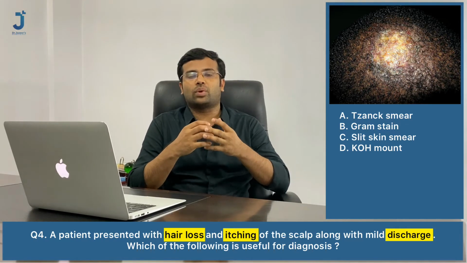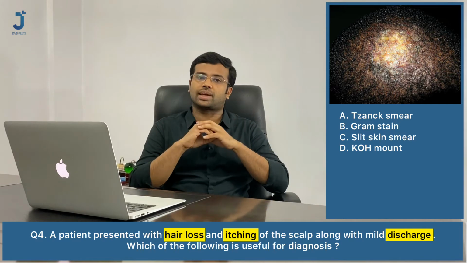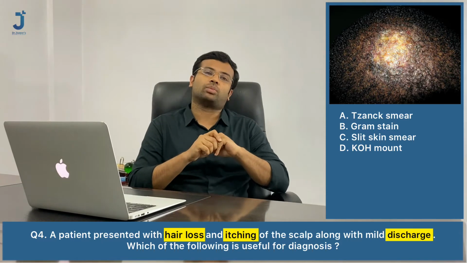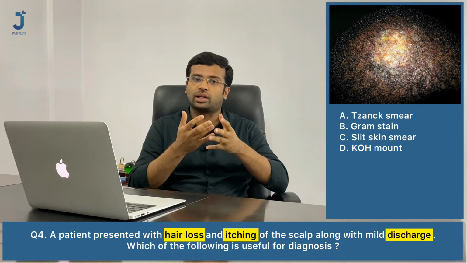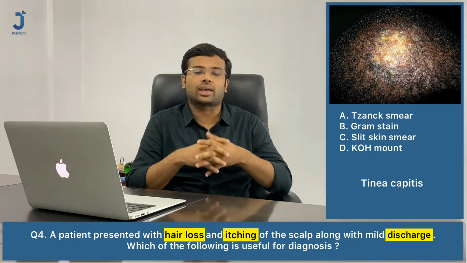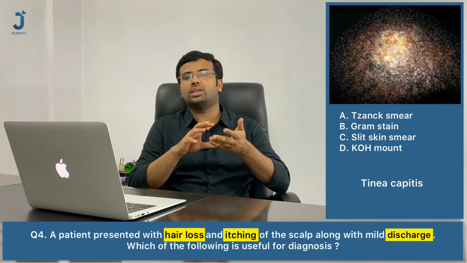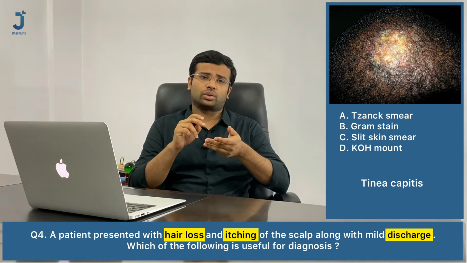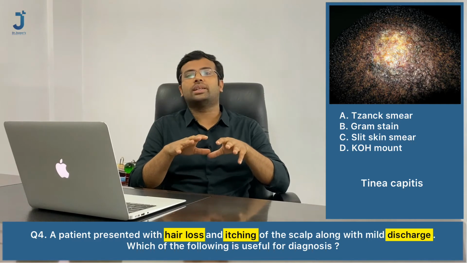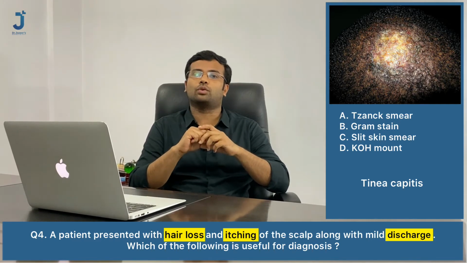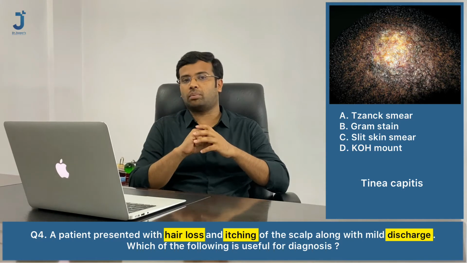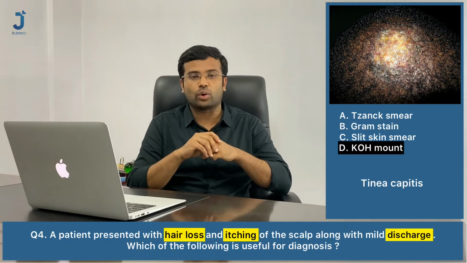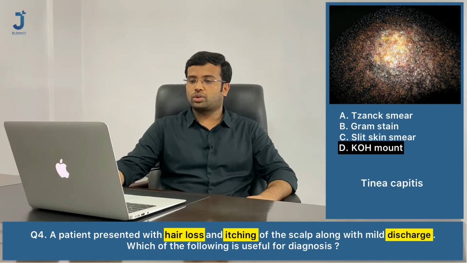So what do you expect when a patient complains to you about an itchy scalp along with some hair loss and with some mild discharge? The first thing that should come to your mind is some kind of a superficial fungal infection. Yes, it should be Tinea capitis. So in Tinea capitis, all these types, be it favus or kerion or grey patch or black dot, in all these the first investigation that you would do is a potassium hydroxide mount, that is KOH mount. So the right answer here would be option D, that is KOH mount. Okay. So now let's go to the next question.